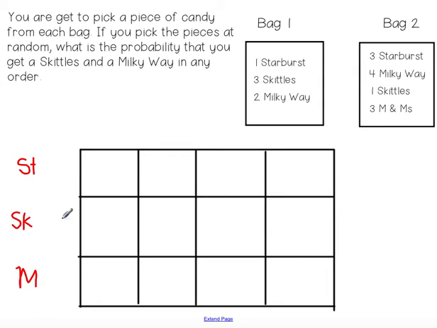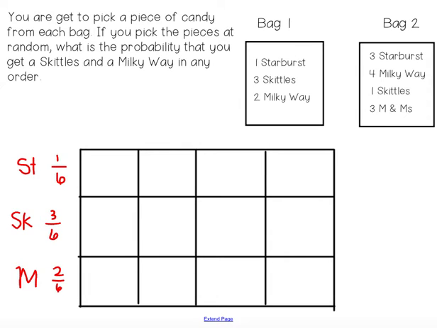And now we would put that probability in, so we have 6 options. So Starburst is 1 out of 6. Skittles would be 3 out of 6. And Milky Way is 2 out of 6. Those are my probabilities.